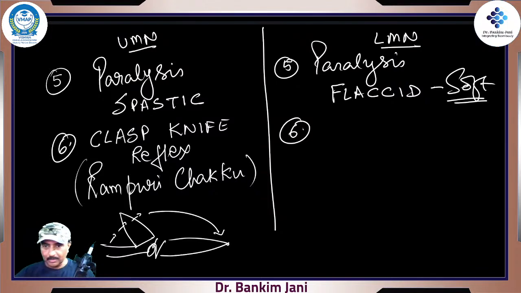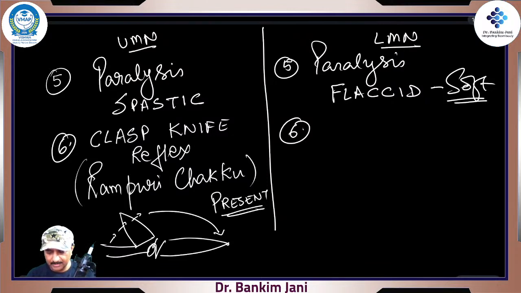Here, this is the patient, and you just give resistance, and it goes like this. He is opening, and there is resistance, and then suddenly the hand is straight. Initial resistance, and then there is no resistance. That is clasp knife reflex. This is classically present in upper motor neuron lesions. Here it is present.